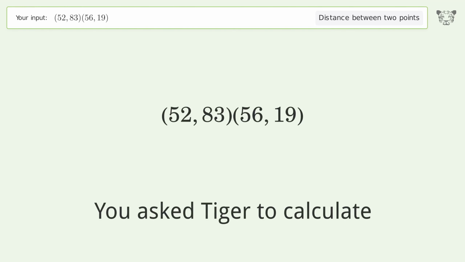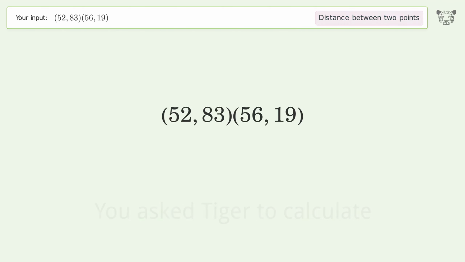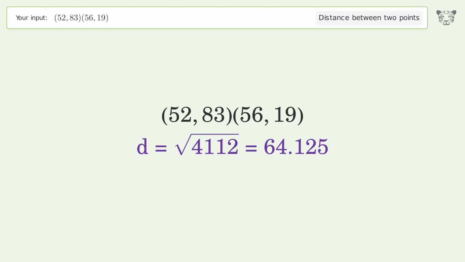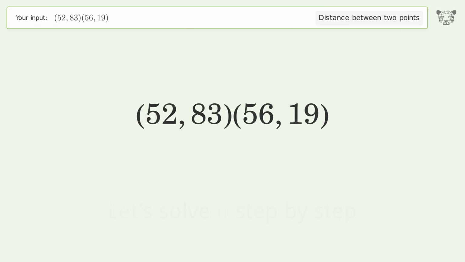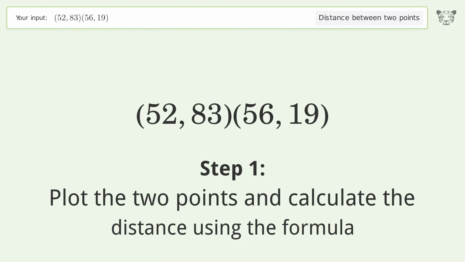You ask Tiger to calculate. This deals with the distance between 2 points. The distance between the 2 points is the square root of 4,112 or 64.125. Let's solve it step by step. Plot the 2 points and calculate the distance using the formula.